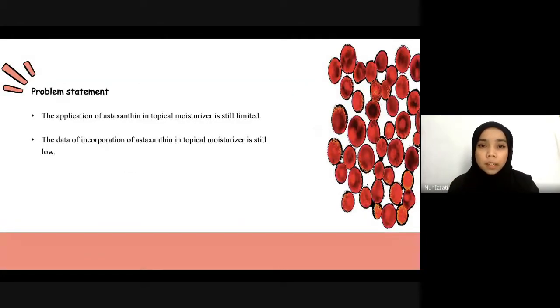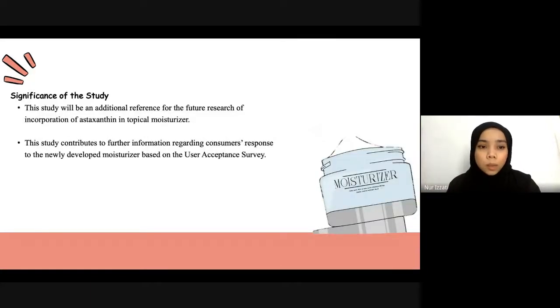Despite its endless benefits to human skin, the application of astaxanthin in topical moisturizer is still limited because the data on incorporation of astaxanthin in topical moisturizer is still low. Thus, this study will be an additional reference for future research on incorporation of astaxanthin in topical moisturizer. This study will also contribute further information regarding consumers' response to the newly developed moisturizer based on the user acceptance survey.